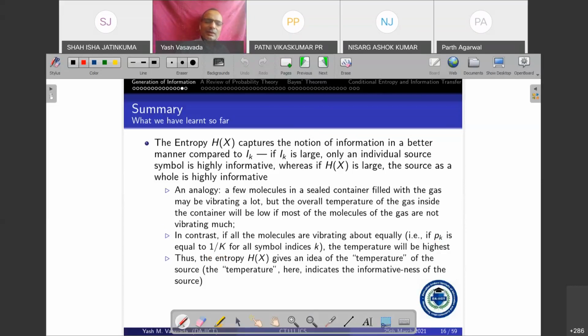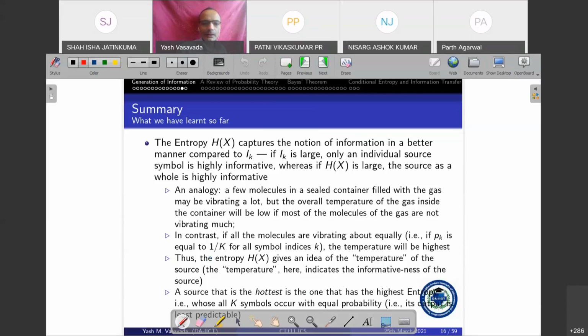Okay, so roughly speaking, you can think of entropy as giving the temperature of the source. Here, the temperature indicates the informativeness of the source. Okay, so that is one important concept that you probably want to keep in mind.